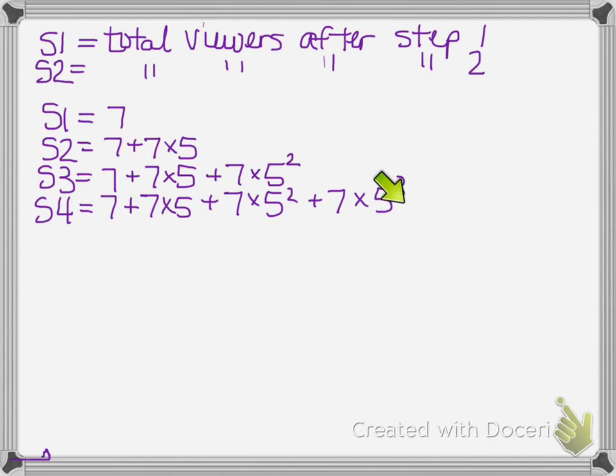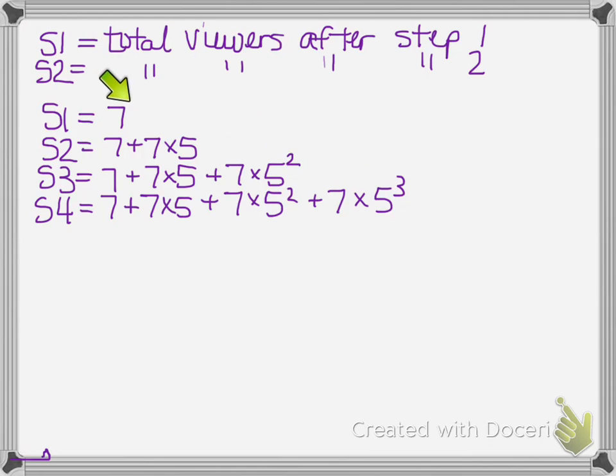Okay, so we've talked about how if I wanted to know step 100, I would have to be adding 100 terms together to get that. And so what we want to find is a shortcut to doing that. We want to find maybe a different way to calculate this sum right here. And so we'll do that by looking for patterns.